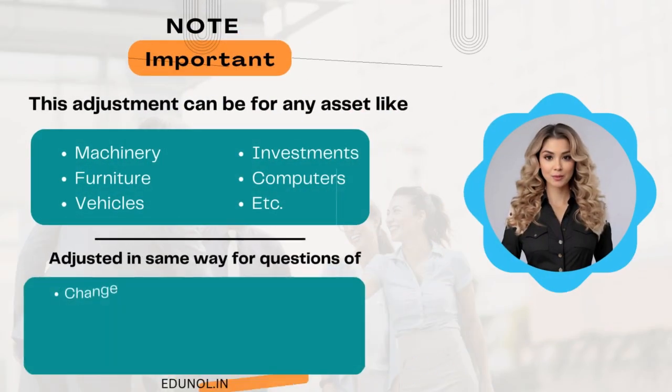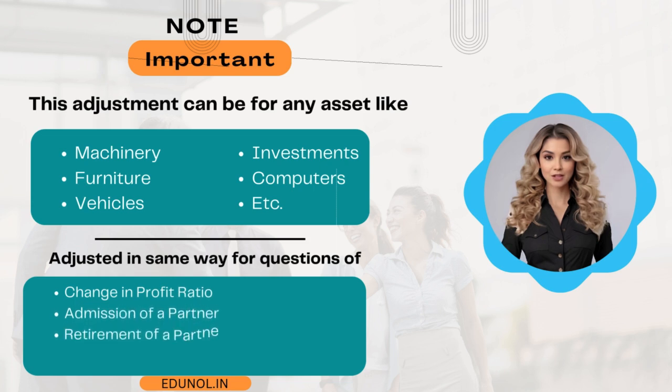It's important to remember that this adjustment process applies to any asset the firm owns, not just investments. It could be machinery, furniture, vehicles, computers, or anything else. The steps are the same. Also note that the same steps apply whether the question is for a change in the profit-sharing ratio, admission, a partner retires, or in case of death of a partner.